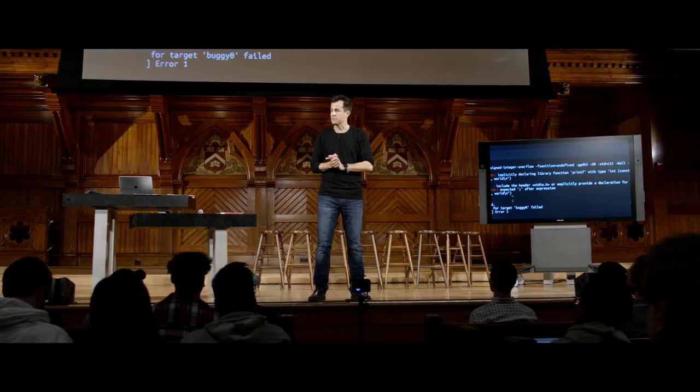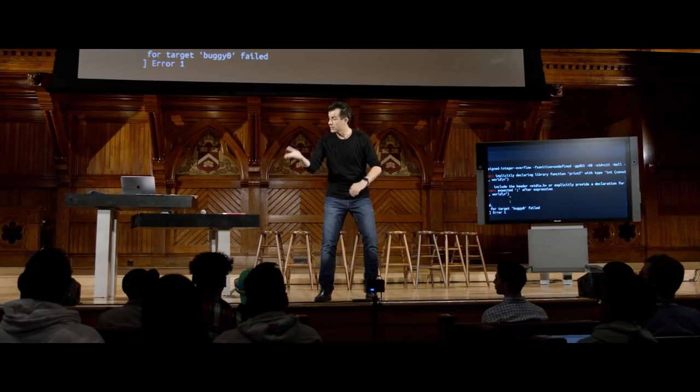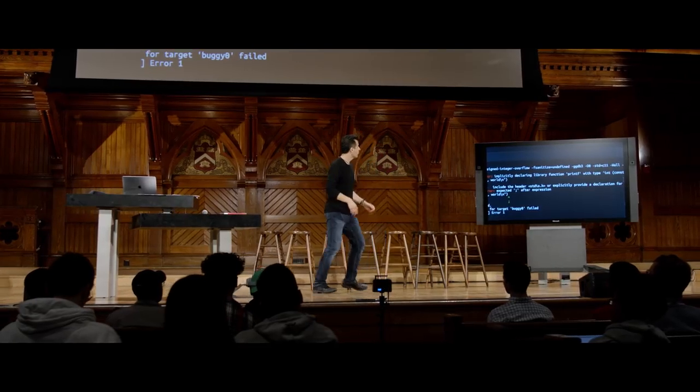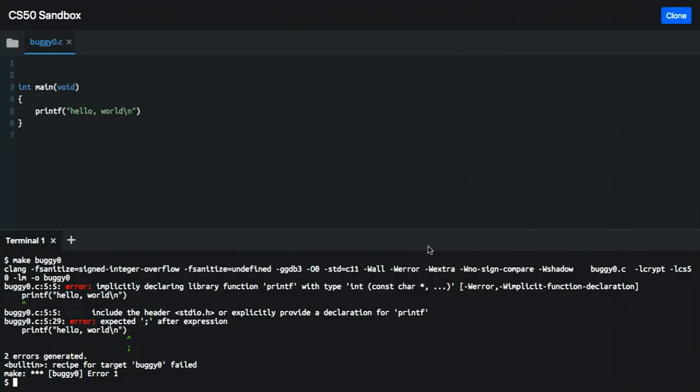Implicitly declaring something means you forgot to teach Clang that something exists. And you probably know from experience, perhaps now, what the solution is. What's the first mistake I made here? Yeah, I didn't include the header file, so to speak, for the library. I'm missing at the top of the file include standard.io.h, in which printf is defined.